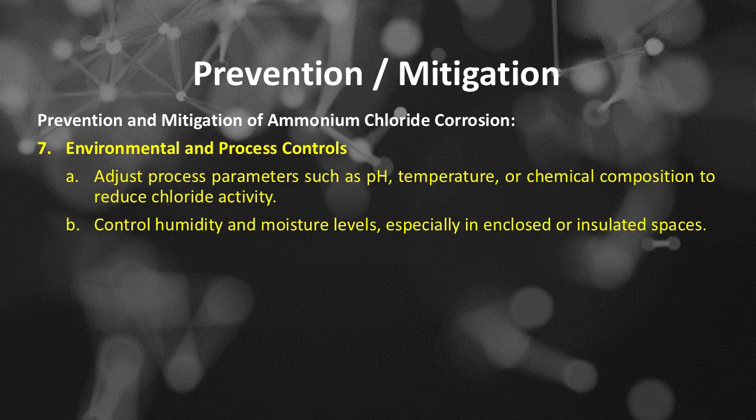Prevention and mitigation of ammonium chloride corrosion. Number 7 is environmental and process controls. A, adjust process parameters such as pH, temperature, or chemical composition to reduce chloride activity. B, control humidity and moisture levels, especially in enclosed or insulated spaces.